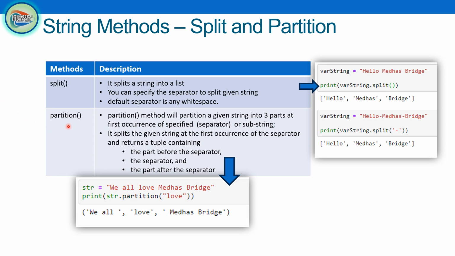Now coming to partition. The partition method will partition a given string into 3 parts at the first occurrence of a specified separator or substring. It splits the given string at the first occurrence of the separator and returns a tuple containing the part before the separator, the separator, and the part after the separator. Look at the example given below.